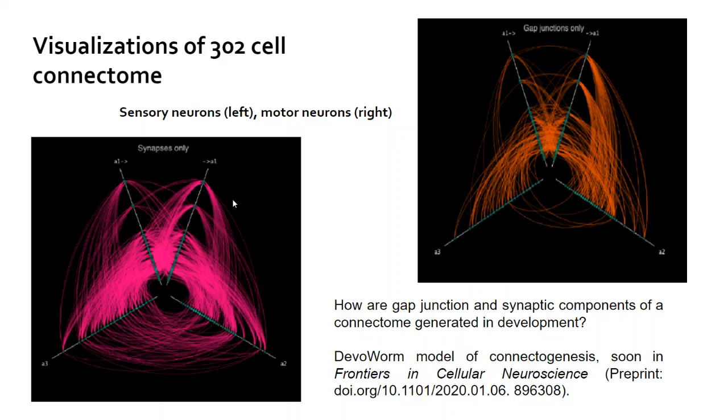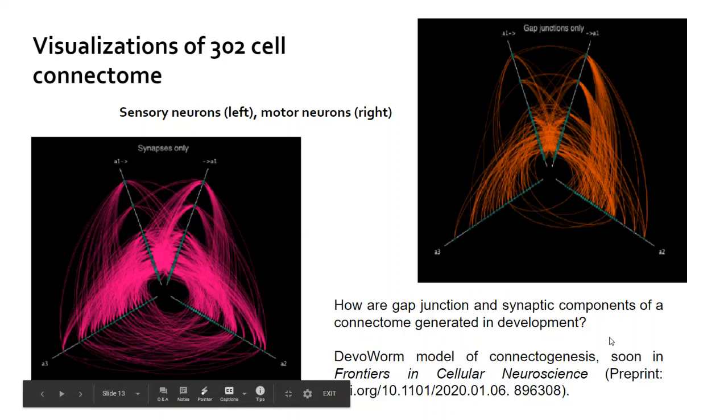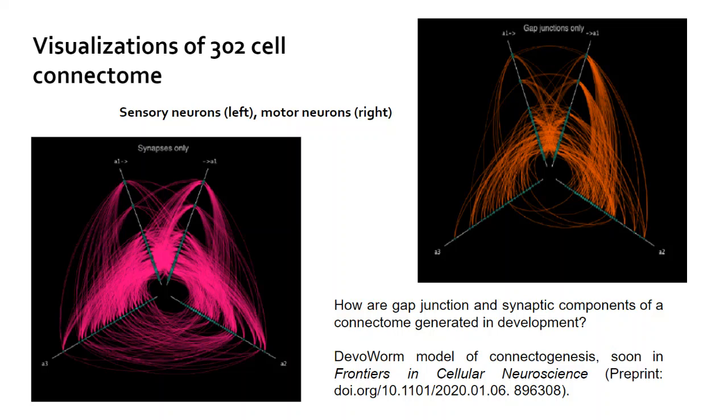The gap junctions are electrical connections that form directly between cells. And so those are actually different than the chemical synapses, which is what we think of when we think of Hebbian learning and action potentials and things like that. Gap junctions can do some of those things, but it's a different mechanism. And so we can ask things like, how are gap junctions and synaptic components of a connectome generated in development? There's a paper coming out in Frontiers in Cellular Neuroscience that I've been working on. It's this model of connectogenesis. So I'll send this out to the group when it's out.